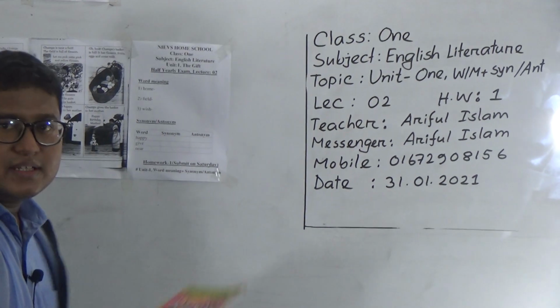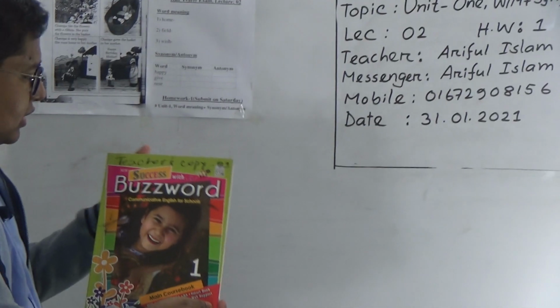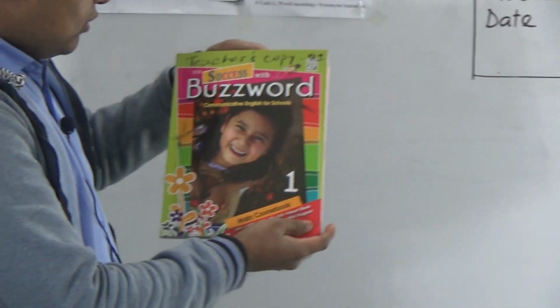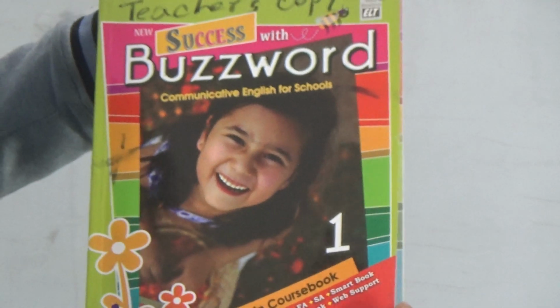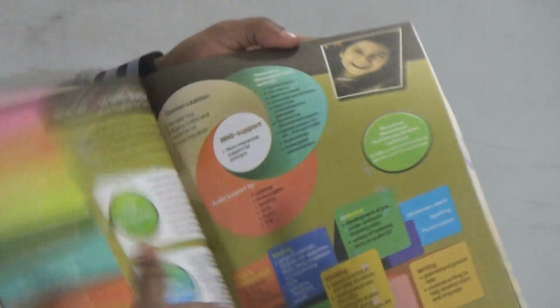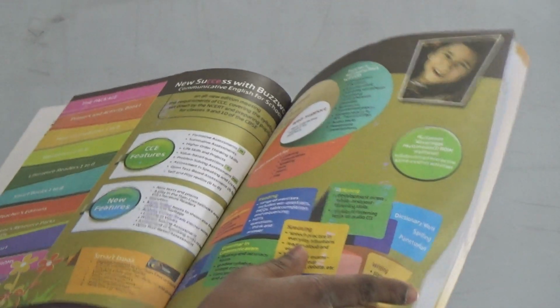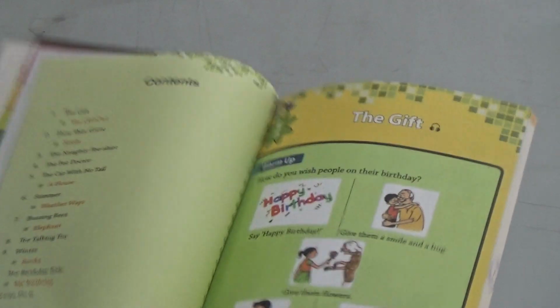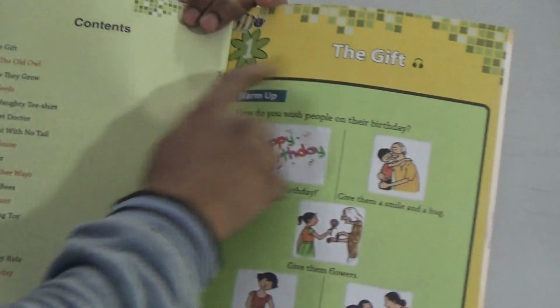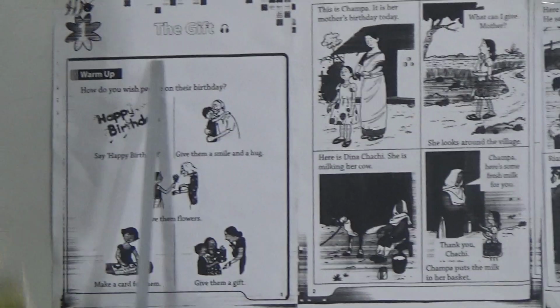So, my dear students, I hope you have brought this book, you have bought this book from our school library. New Success Buzzword, Communicative English for School, Main Course Book 1. And today we will start. So, bring this book. Unit 1, The Gift. Okay? So, we will start reading this unit today. So, this is a book, my dear students. So, our unit is The Gift.